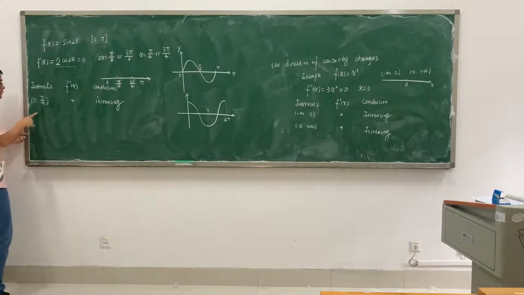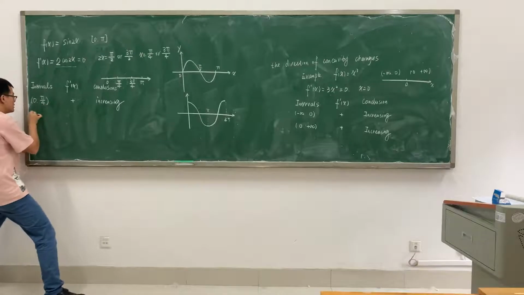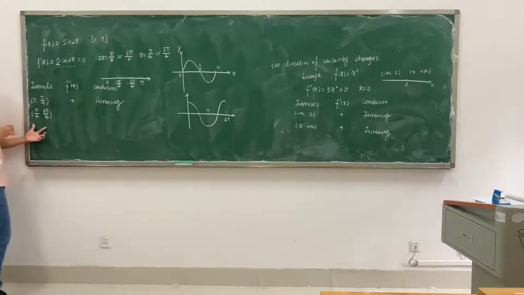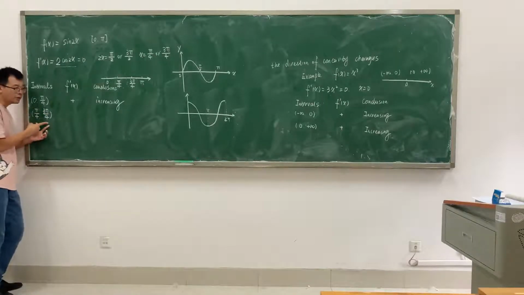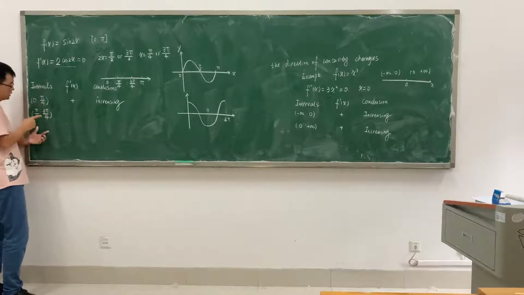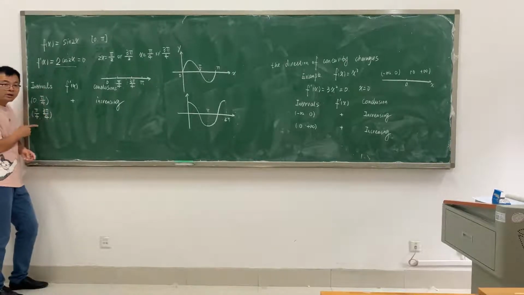Now the second interval is pi by 4 to 3 pi by 4. In this interval, of course the same: we choose a special value in this interval, for example 1/2 pi. Yeah, 1/2 pi is here.